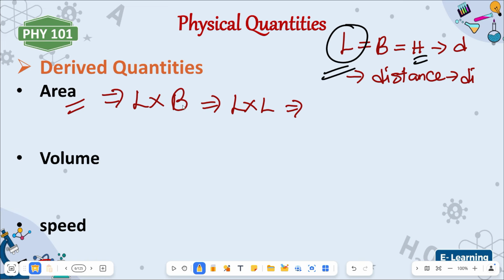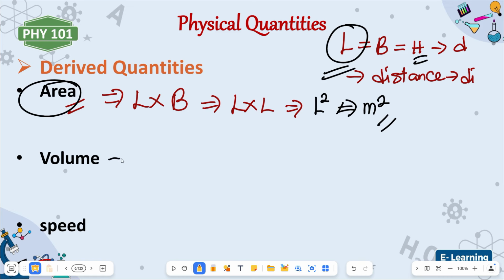So area is length times breadth, which is length times length. All right? Length times length will give us what? L square. Now, L square, the unit for length is what, my dear student? Meter. So the unit for this one will be meter square. It's a very simple thing. So the unit of area is meter square. Now, this is very basic. We will be going a little bit advanced.